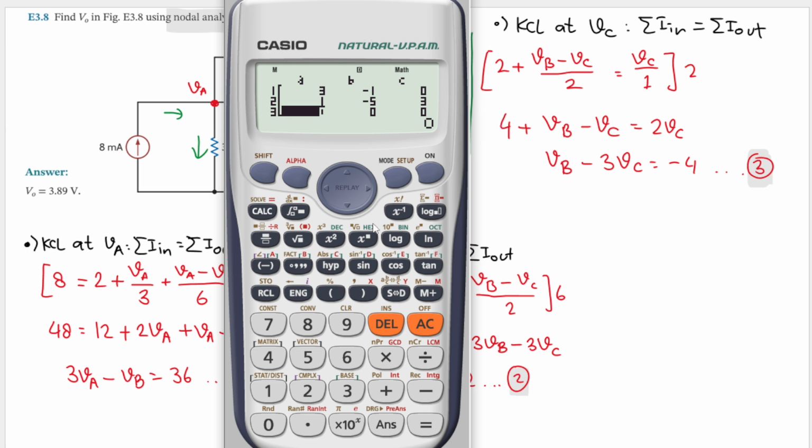And then for this one, we will have 0, and then 1, and then minus 3, and then minus 4.